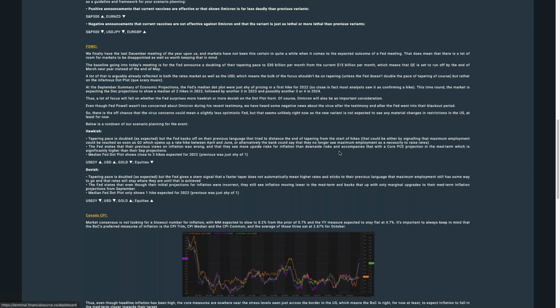And if they say, yeah, we got it wrong on inflation, we've got more upside risk for inflation, and we see inflation rising higher, if they have their core PCE projections raised higher, then expect more upside in the dollar. And if the median Fed dot plot shows 3 hikes expected for 2022, then we'd expect upside in the dollar, downside in gold, downside in equities. That's the thing to look at. So a hawkish Fed would show downside in gold.